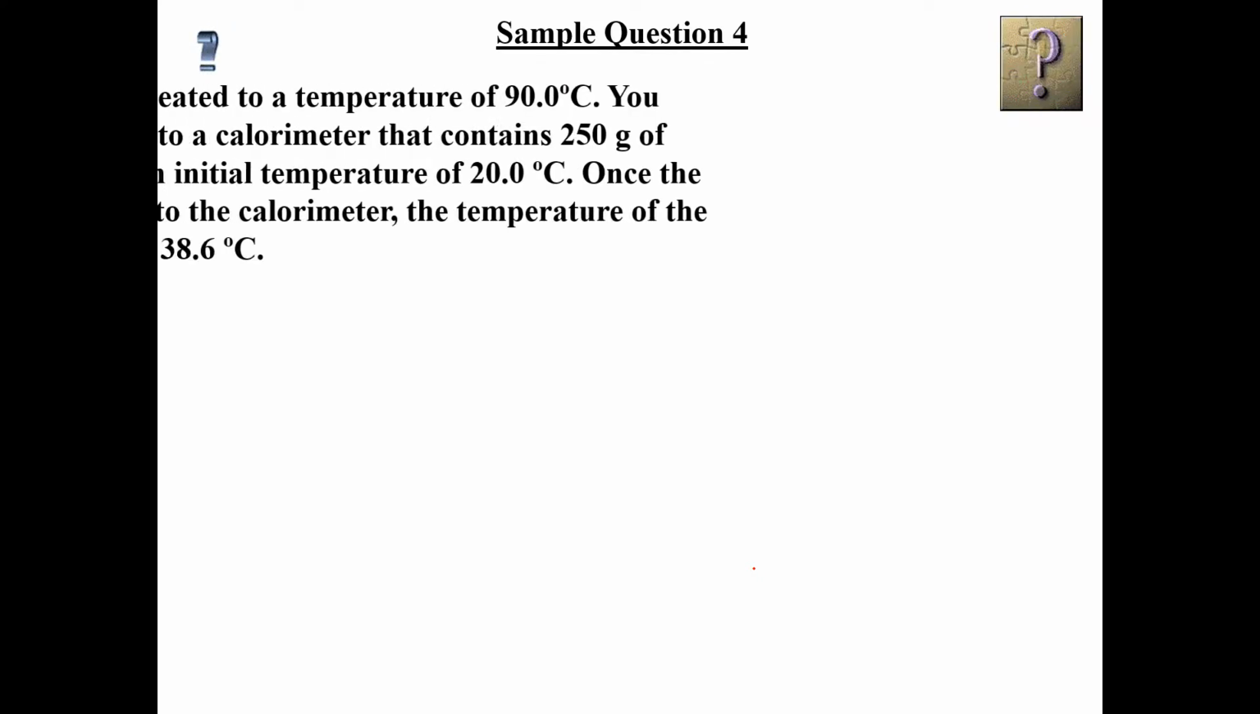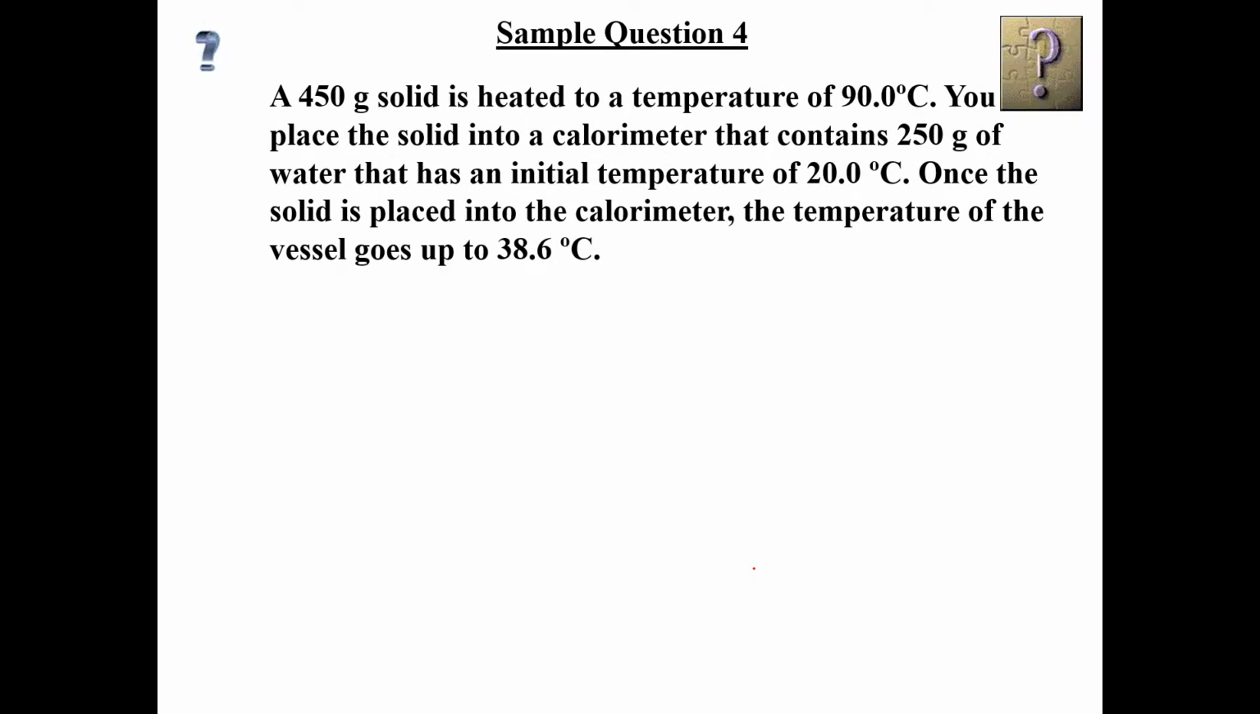So we can use, now we talked about the calorimeter, heat gained of a substance is equal to heat lost of its surroundings and vice versa. So we can do a calorimeter question. A 450 gram solid is heated to a temperature of 90 degrees. You place the solid into a calorimeter that contains 250 grams of water and has an initial temperature of 20 degrees.